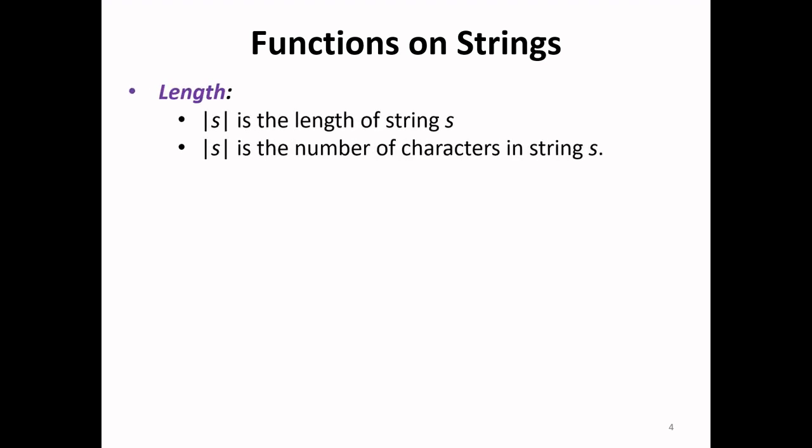The first function on strings is length, which represents the length of the string, that is, the number of characters present in that particular string. For example, epsilon represents the empty string, so the length of the string is equal to 0. Consider the next example. In this string there are 1, 2, 3, 4, 5, 6, 7 characters. So, the total length of this string is equal to 7.